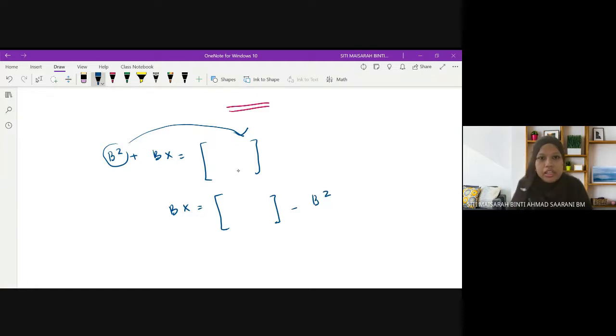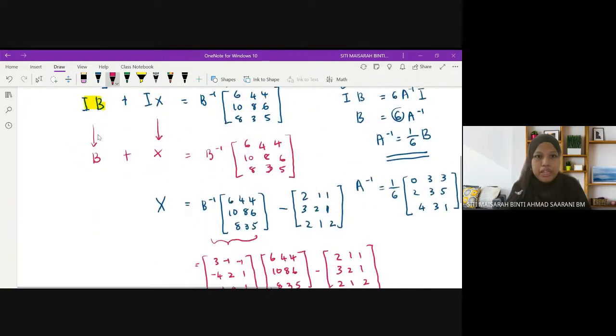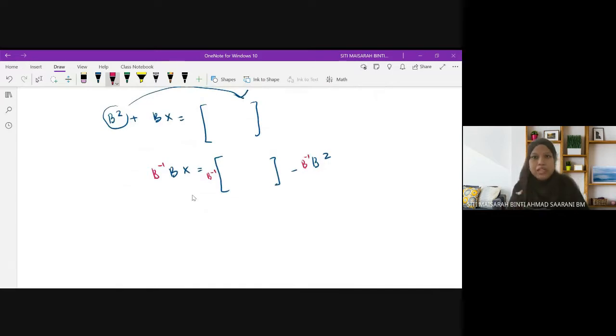Okay, and then dia still sama awak kena darab dengan B inverse. After that awak kena darab B inverse ini. Sini kena darab B inverse, dekat sini pun darab B inverse. Cuma dia punya beza, yang ini kita darab dulu B inverse baru kita pindahkan dia. Yang ni pindah dulu B square baru darab dengan B inverse, tapi actually dia benda yang sama sajalah.